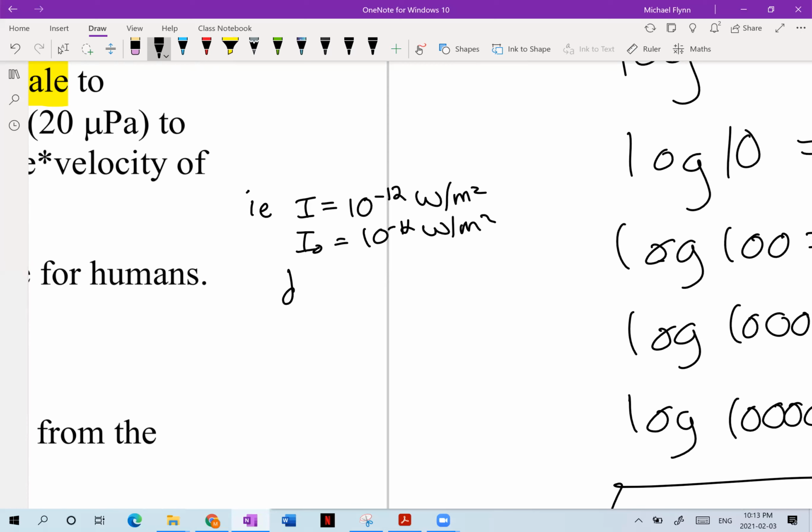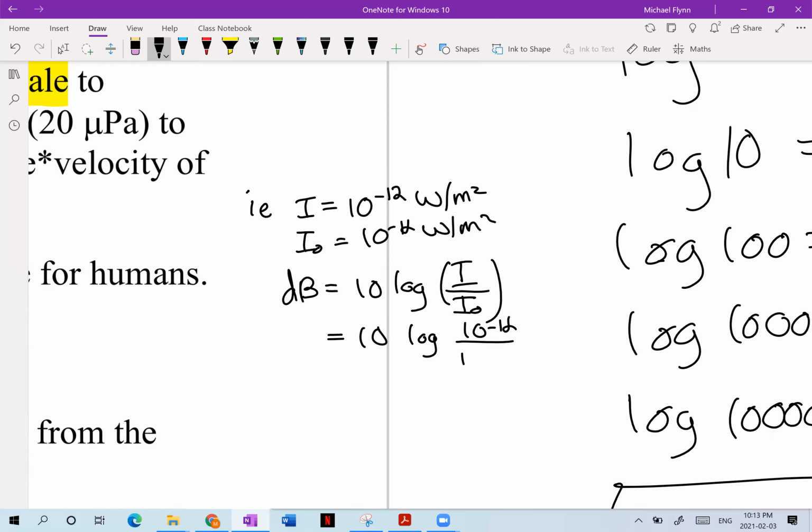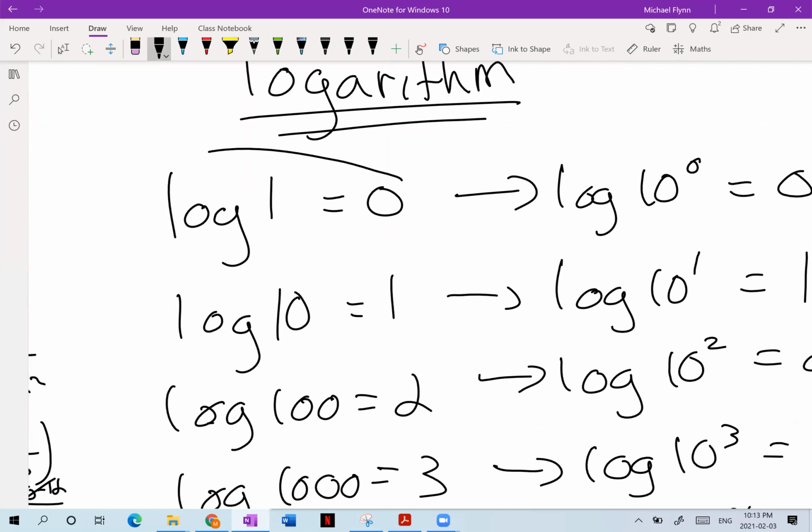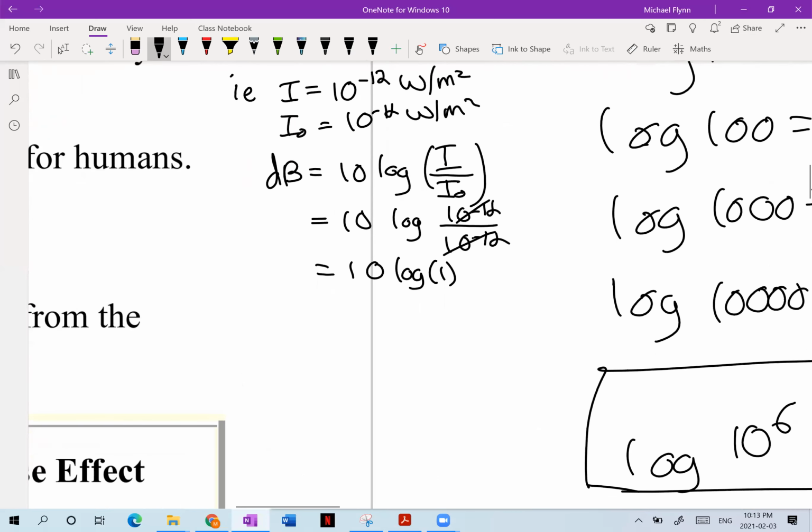Well, let's use the formula. The number of decibels would equal 10 times the log of the ratio of these two numbers. Now, what's 10 to the negative 12 divided by 10 to the negative 12? It's the same number, so they cancel out, and you get 10 times the log of 1, because when you divide a number by itself, you get 1. What's the log of 1? The log of 1, as I already told you in this little chart, is 0. So when you're listening to the threshold of human hearing, the quietest sound you can possibly hear, that turns out to be 0 decibels.